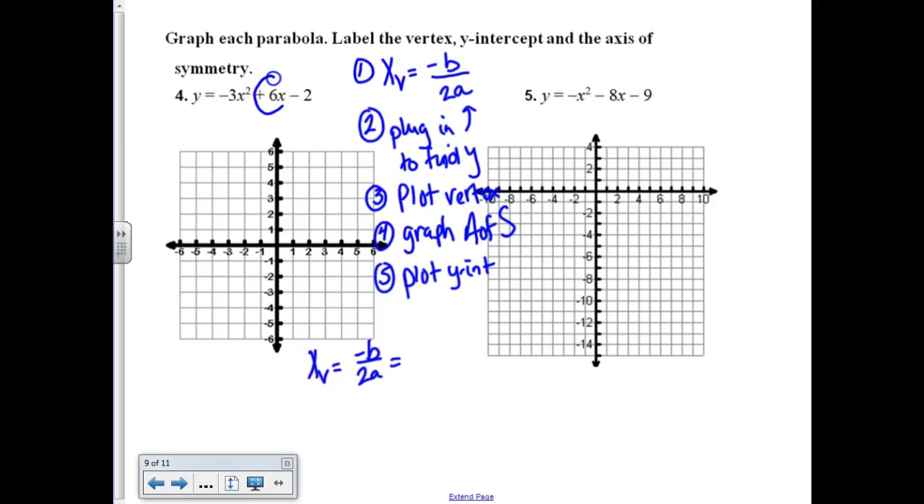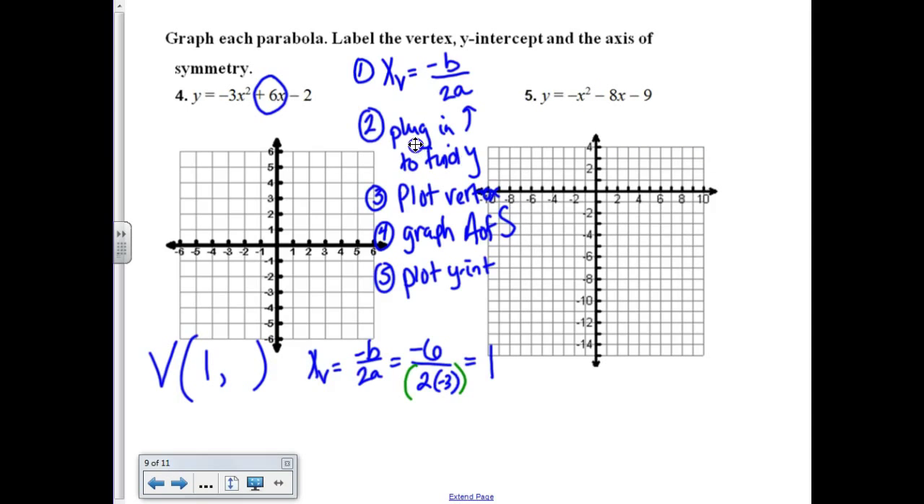So what would be negative b for this problem? Opposite of my b, so negative 6 over 2 times a. Now be careful, guys, if you're using your calculator, the 2 times negative 3 has to be in parentheses like that. So I'm just going to use my brain. What is 2 times negative 3? Negative 6. What happens when you take negative 6 divided by negative 6? You get 1. I just found the x value of my vertex, which also happens to be my axis of symmetry.